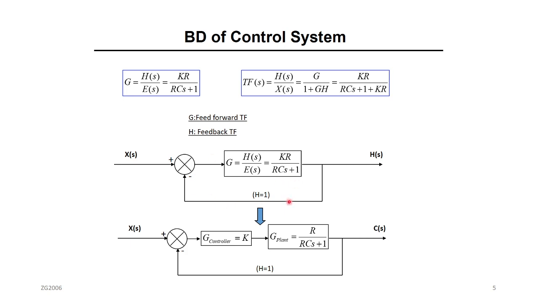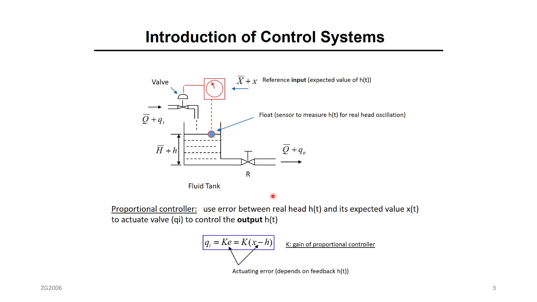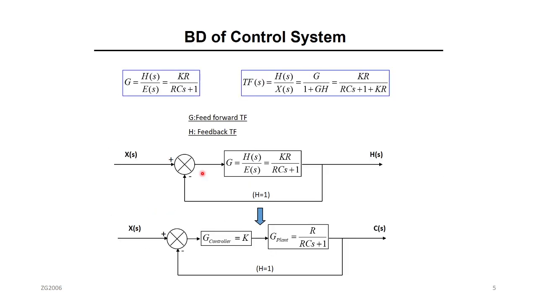Usually, as a control engineer, you start from here, building your block diagram. For this basic course, the block diagram is usually given to you, and you want to design the controller. So how did we come up with this block diagram? This block diagram represents the control system. This is the reference input, X, what I want. This is the actual output, the real head inside the tank.